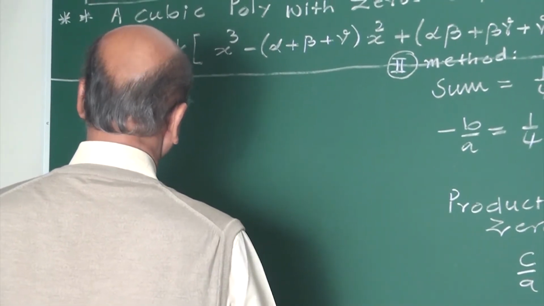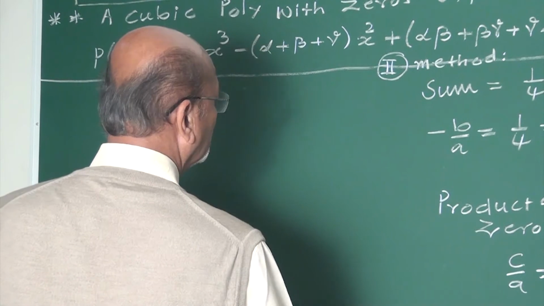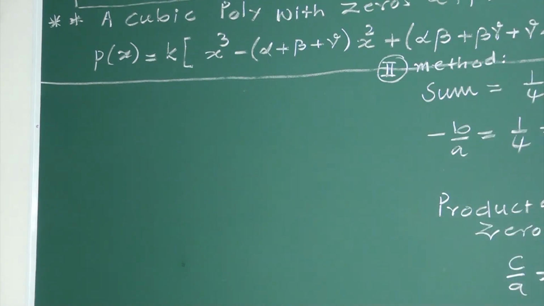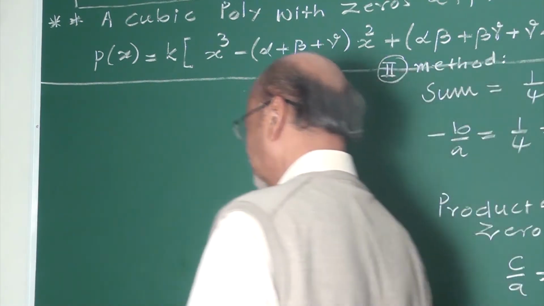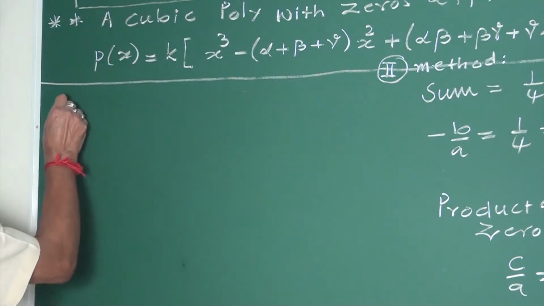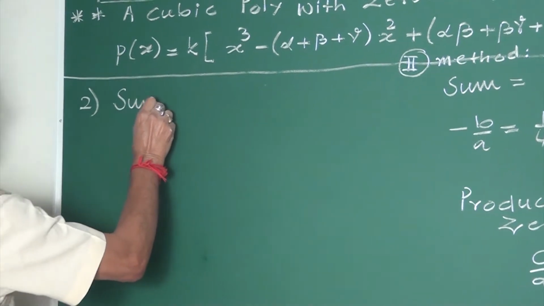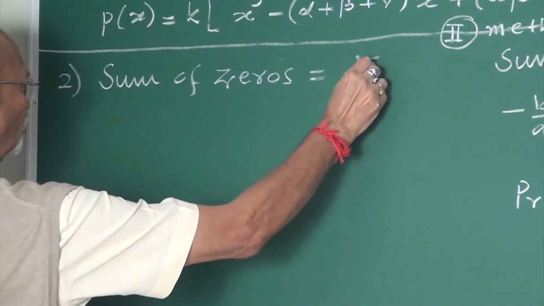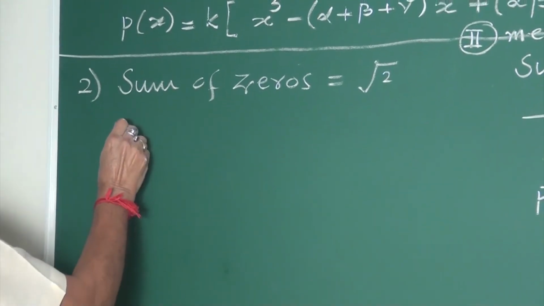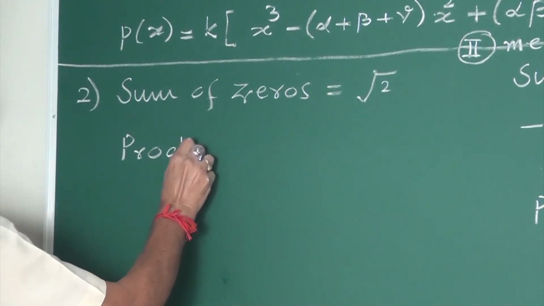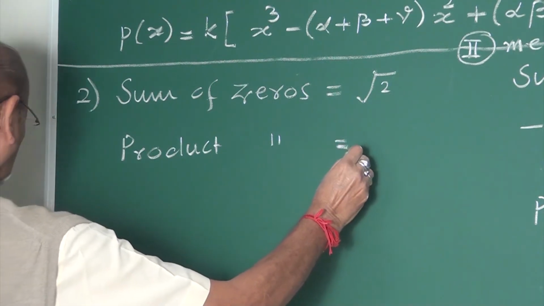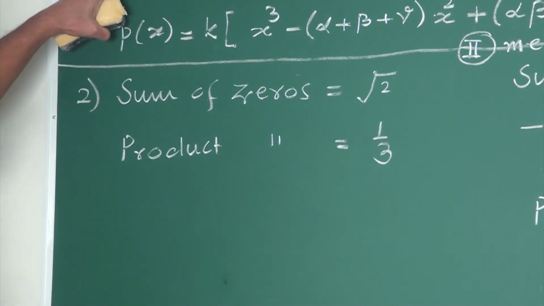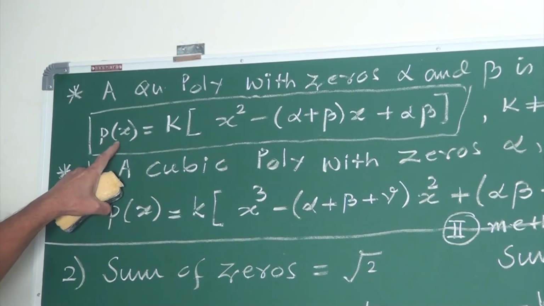Next example is the same thing. Find a polynomial given sum of zeros and product of zeros. This is the second example. Sum of zeros is root 2 and product of zeros is 1 by 3. Anyway, this method is very much clear. I'm not going to write it directly. For 1 mark, you can apply it.